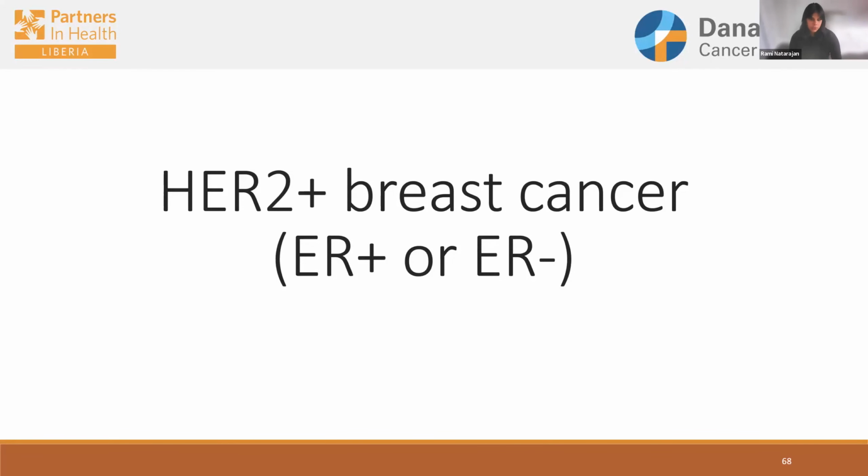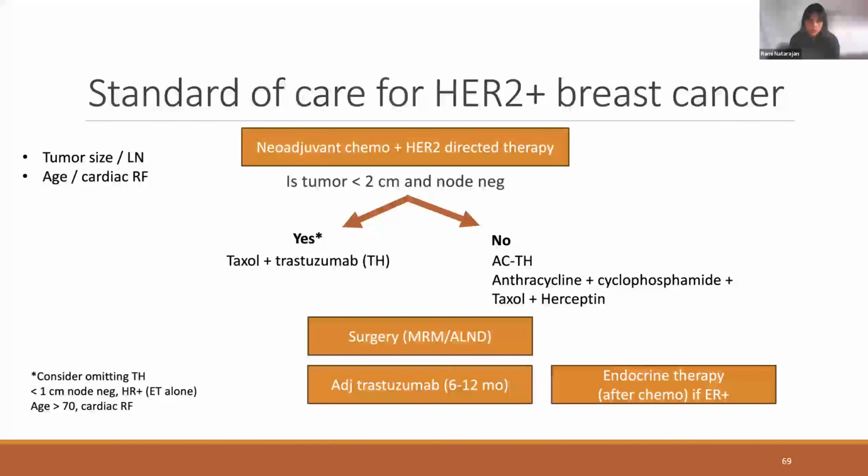Now moving on to HER2 positive breast cancer, that's either ER positive or ER negative. And I completely appreciate the comments that were made earlier in terms of HER2 testing not being available in certain contexts, such as Liberia. And so I'll try to go over this quickly. So for the standard of care for HER2 positive breast cancer, for all except for the smallest tumors, less than 1 centimeter, node negative, hormone receptor positive, or older age, generally we prefer a neoadjuvant approach with HER2-directed therapy.